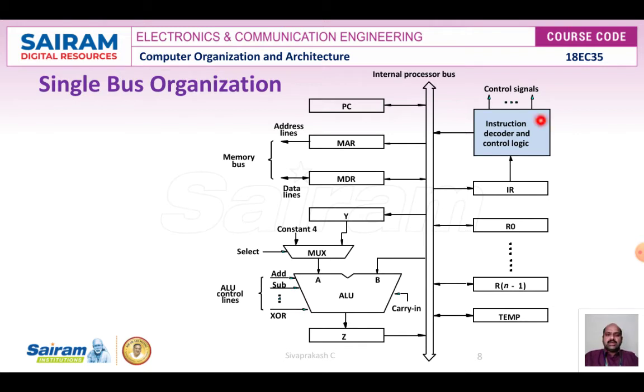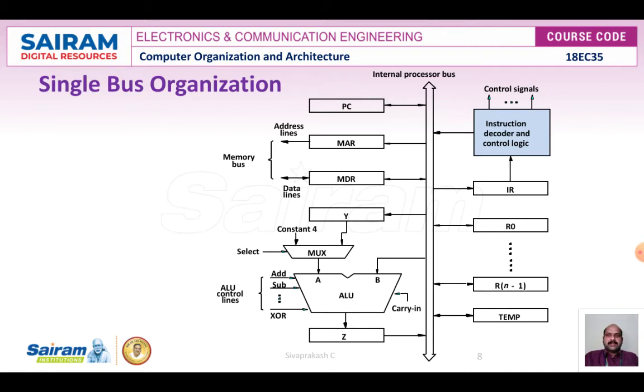Here, the instruction decoder and control logic unit is responsible for implementing the action specified by the instruction register IR. The instruction register IR gives the signal, and the decoder generates the control signals needed to select which registers are involved in transferring data over the processor bus. The registers, the ALU and the interconnecting bus are collectively referred to as the data path.